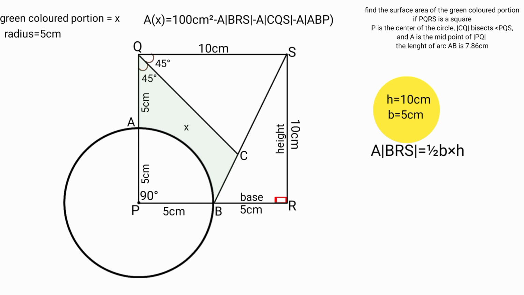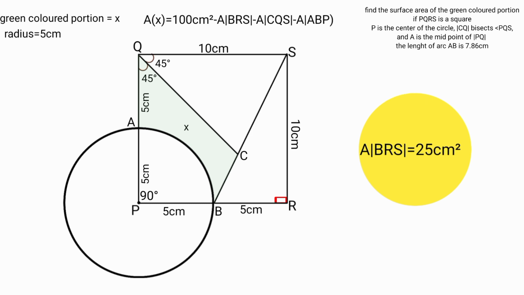And we found the height to be 10 centimeters. So substituting into this equation here, area of BRS equals 1 over 2 times 5 times 10, which equals 25. So area of BRS equals 25 centimeters squared. Substituting it here now, area of X equals 100 centimeters squared minus 25 centimeters squared minus area of CQS minus area of ABP.